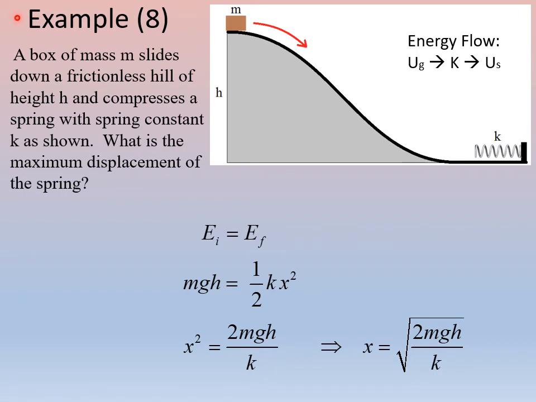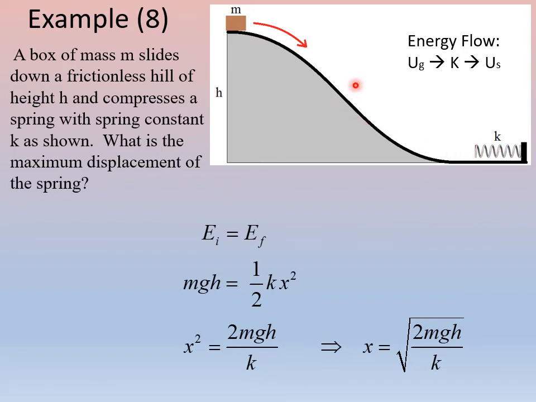Our next example says that a box of mass m slides down a frictionless hill of height h and compresses a spring with spring constant k as shown. What is the maximum displacement of the spring? So here's what's happening. We've got this box up here, mass m. It's on a hill of height h, and it's going to slide down this hill. We're going to assume there's no friction, which is nice. There's no thermal energy created. So this box slides down, and it's going to push this spring in, and then probably bounce back.